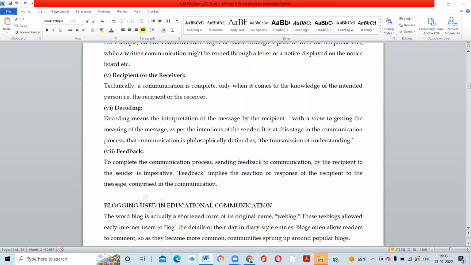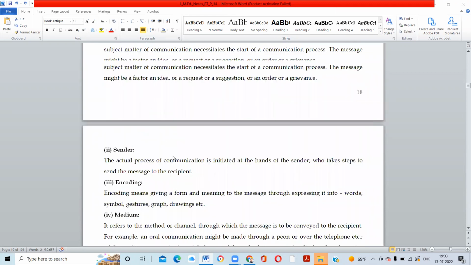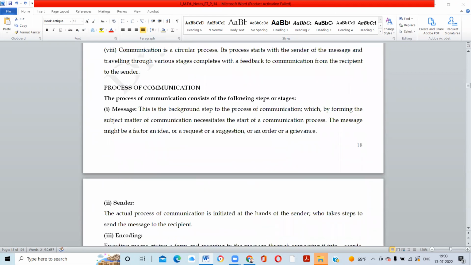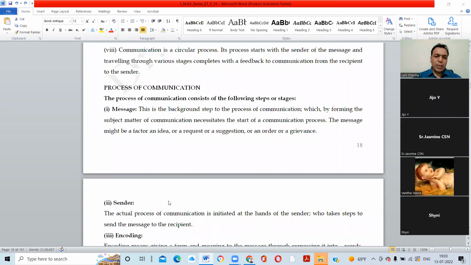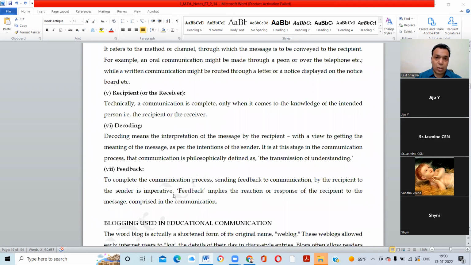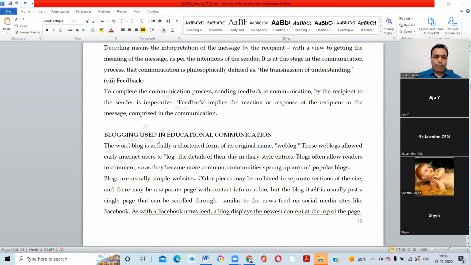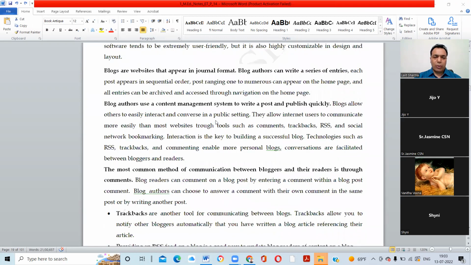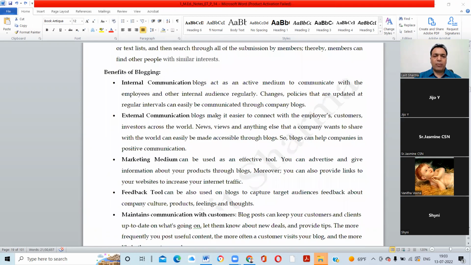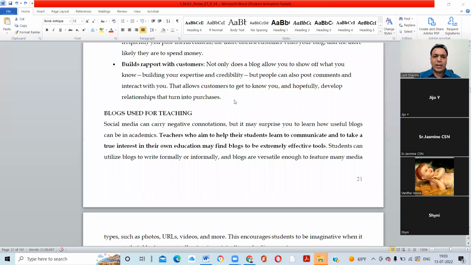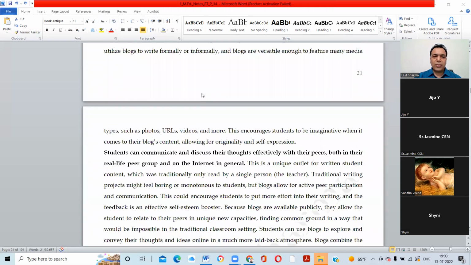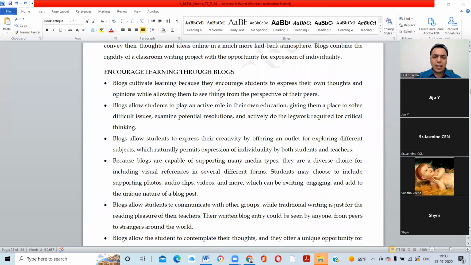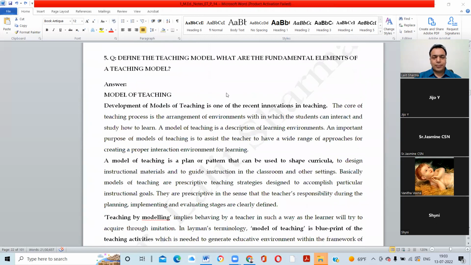And on the other side, if the question comes about the process of communication, you have to talk about decoding. Okay, but it is all done by the machine. And then, how can blogging be used in educational communication. So blogging, we have already discussed, the earlier name was weblog. Okay, what is blogging and how is it helpful for educational communication? All the points you can write. Blogging is used for teaching, blogging encourages learning through blogs.